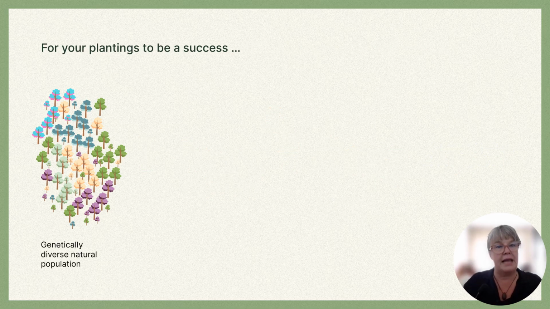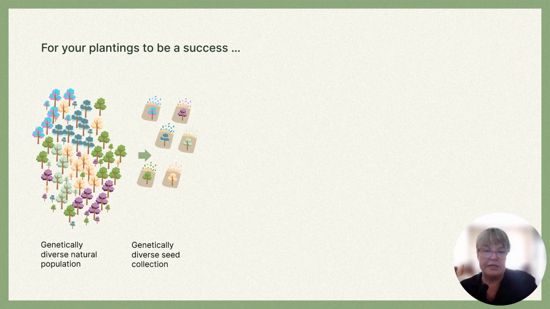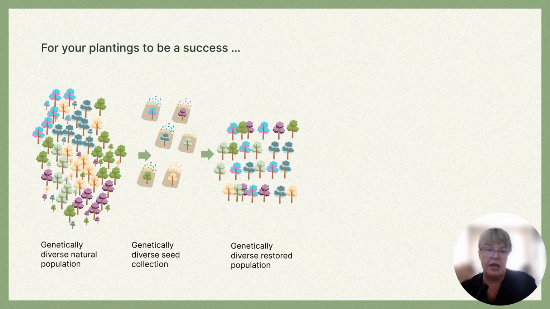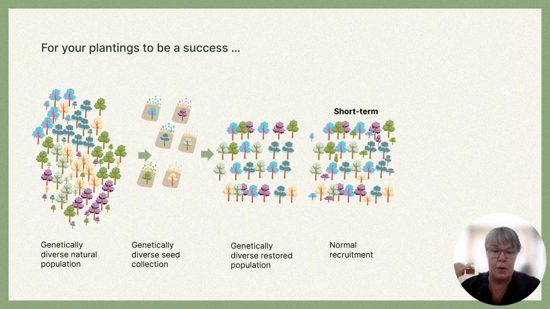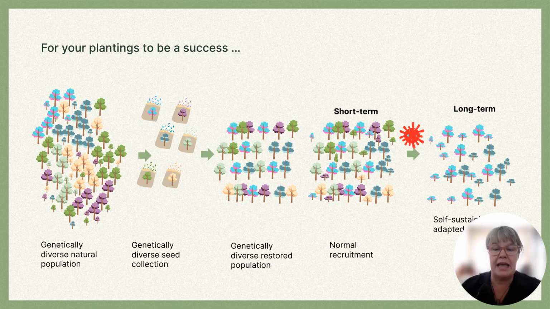Now, for your plantings to be a success in both the short and long term, you want to source seed so that you capture maximum genetic diversity. So you have your genetically diverse seed collection, which results in a genetically diverse restored population, which exhibits normal recruitment, and over the long term, you've actually increased the chances of your population being able to adapt to change because you've got increased genetic diversity and a greater adaptive potential.